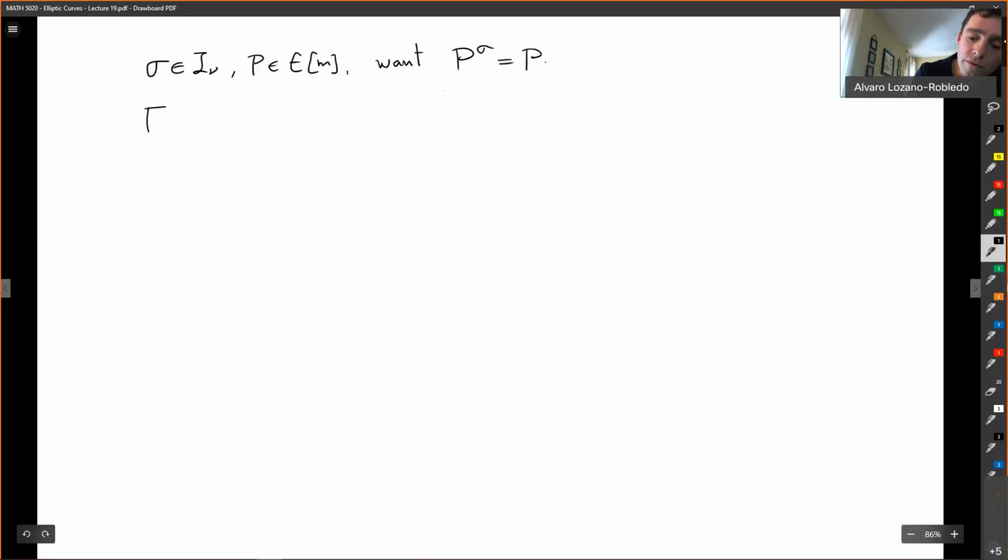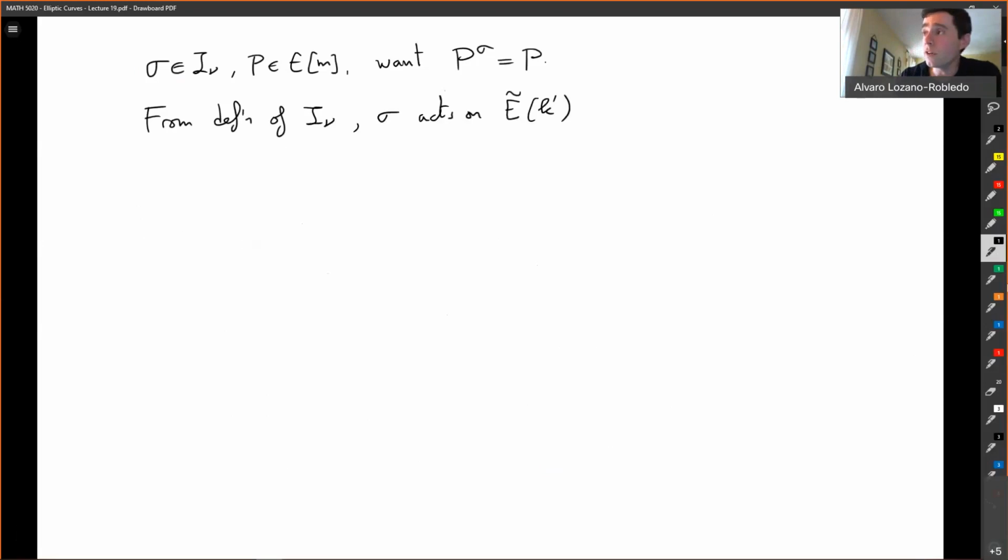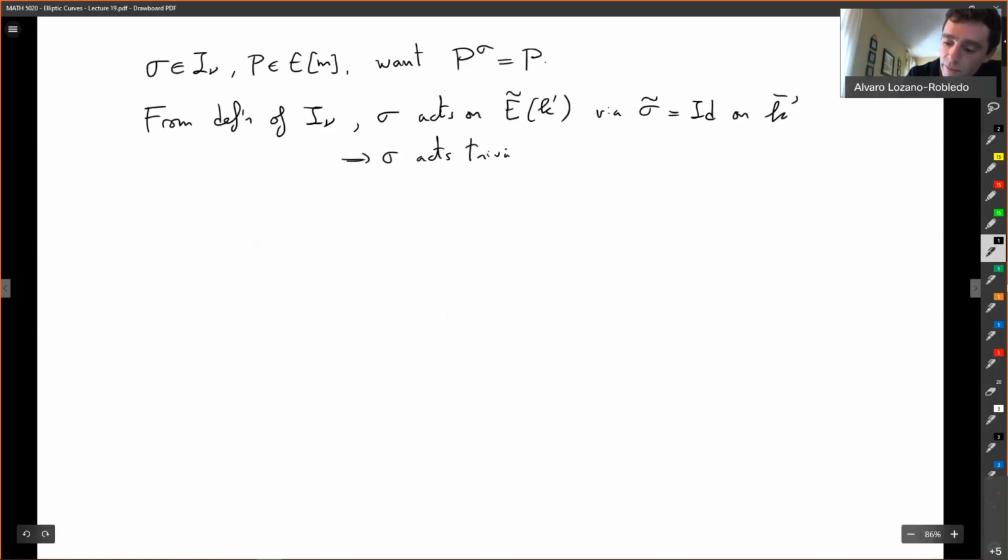Now, from the definition of inertia, sigma acts on the points over the residue field via the reduction of sigma, which is the identity on K bar prime, because that is the definition of inertia, that it will actually reduce to the identity on the residue field. So sigma acts trivially on the reduction.